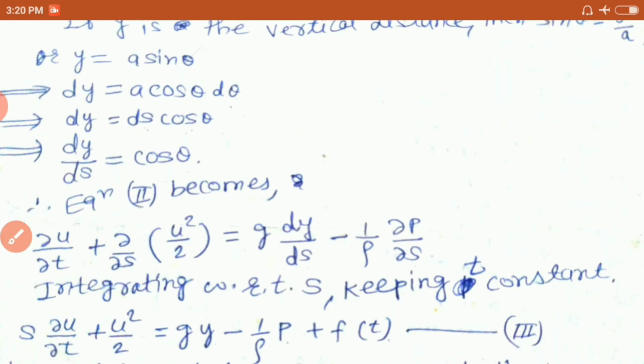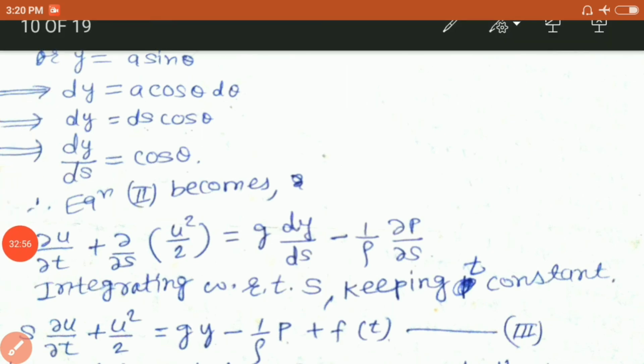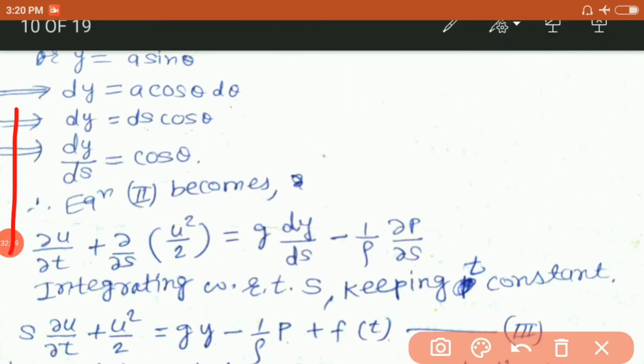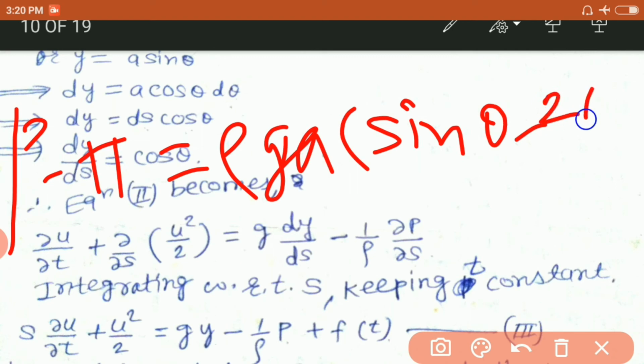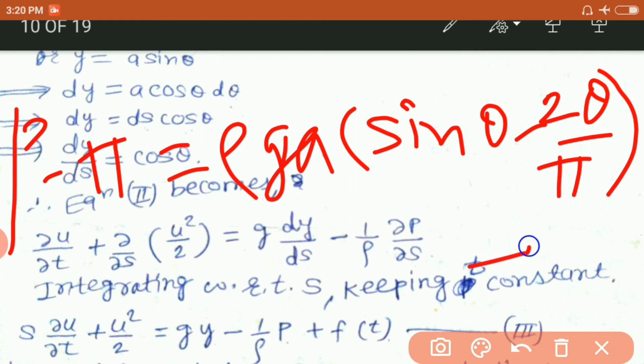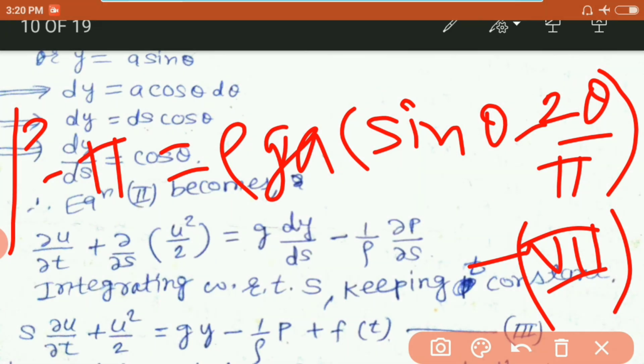So after calculation we get p minus pi is equal to rho g a sin theta minus 2 theta by pi. Suppose this is equation 7.